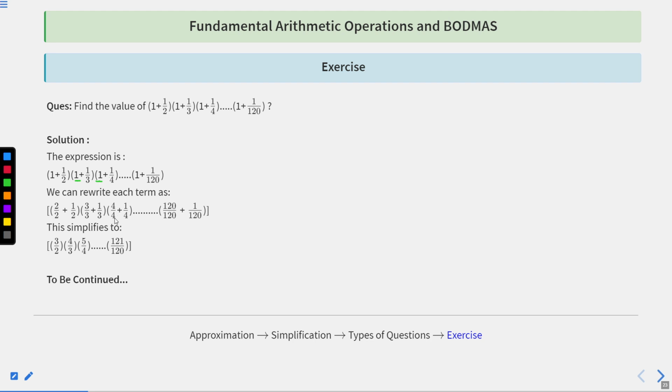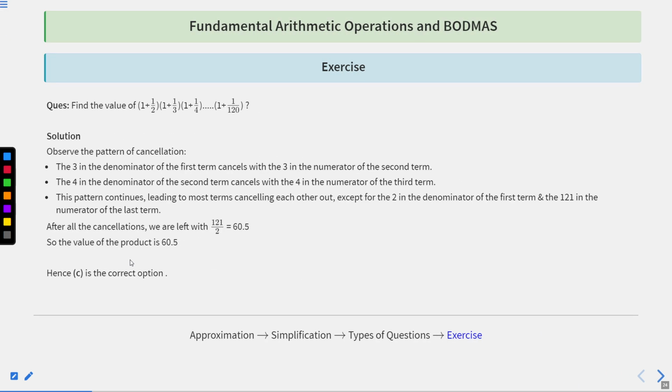Because 4 upon 4 is 1 only, it will not change anything. That's the beauty of mathematics. So up to 120 upon 120 plus 1 upon 120, and this will simplify to 3 by 2 times 4 by 3 times 5 by 4 and so on up to 121 upon 120. Now observe the pattern of cancellation.